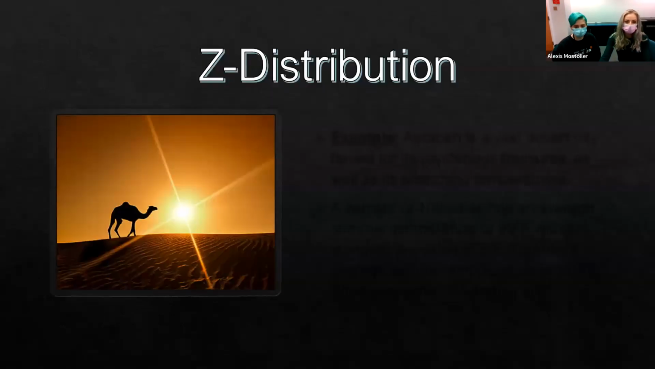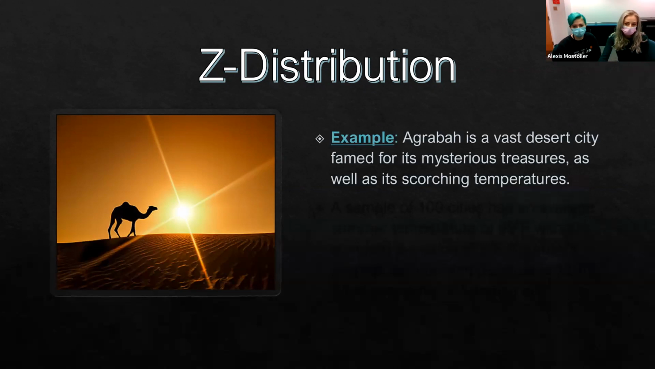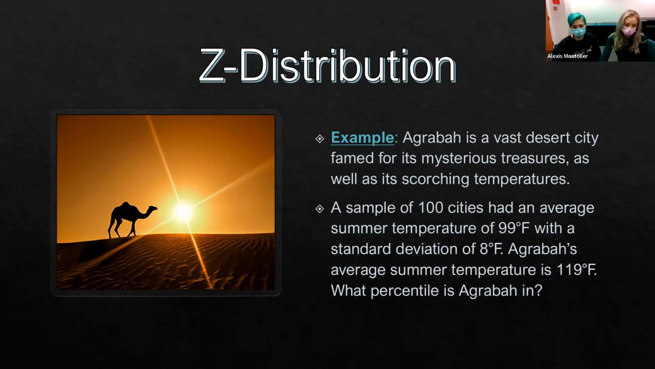So we've got an example of when looking at a Z distribution might be useful. In this question, Agrabah is a vast desert city famed for its mysterious treasures as well as its scorching temperatures. A sample of 100 cities had an average summer temperature of 99 degrees Fahrenheit and a standard deviation of 8 degrees Fahrenheit. Agrabah's average summer temperature is 119 degrees Fahrenheit. And we're interested in looking at what percentile Agrabah falls in relative to the other cities in our sample.